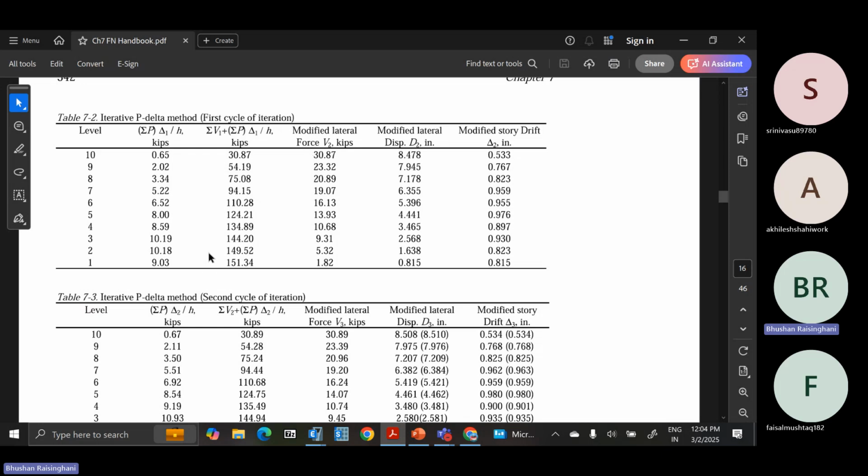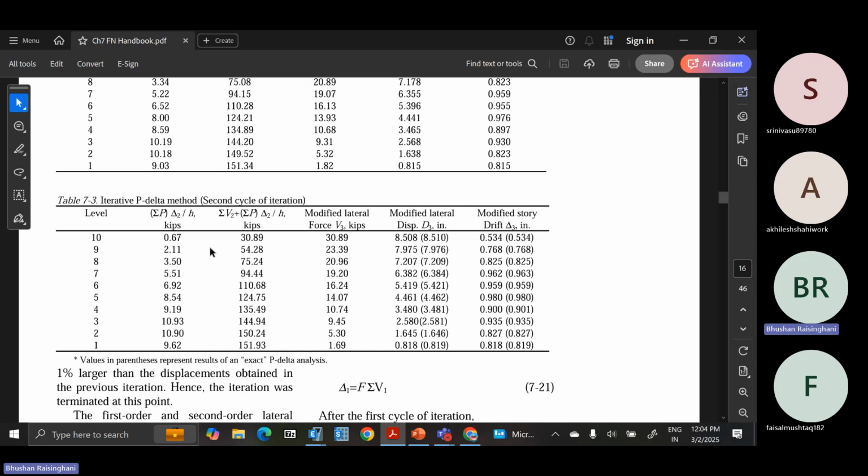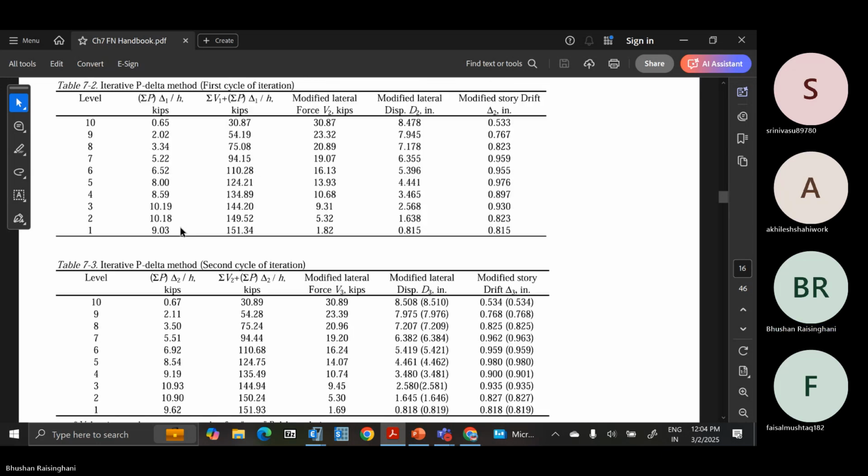Now I should also consider more cycles of analysis to be more exact. That is why I am doing it again. I am doing sigma P delta 2 divided by h, sigma V2, that is from first order, first cycle. Now second cycle, sigma P delta 2 by H. Again, I am improving. So modified lateral force 30.87 becomes 30.89. Till this iteration does not coincide to 0.001 in the software, I will continue. So you can say that 30.89 should happen again. Then I will stop the cycle of analysis.